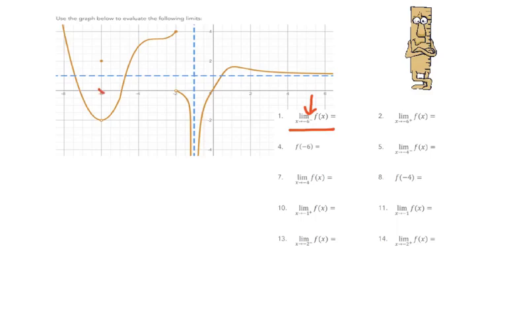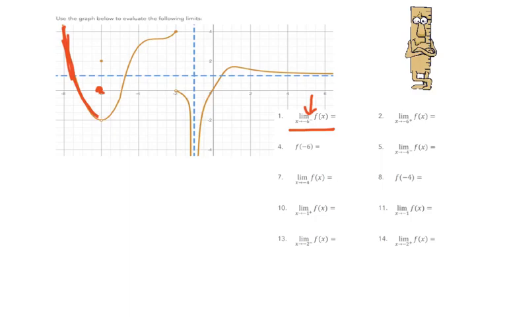So here is negative 6 right here. Okay, that's negative 6 on my graph. So I want to look at the function approaching negative 6 from the left-hand side. Well, here's my function to the left of negative 6. So I'm going to follow that function down, and I'm going to stop when I reach that line. Oh, I went a little too far.